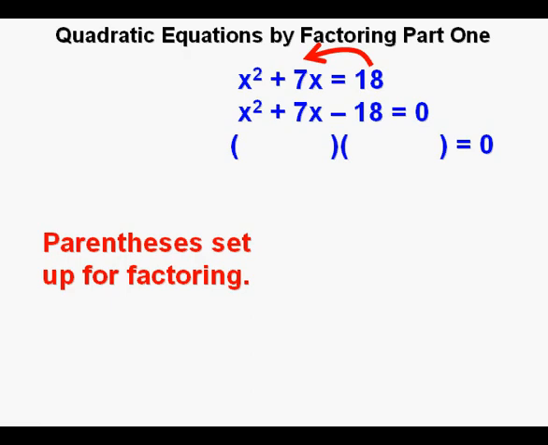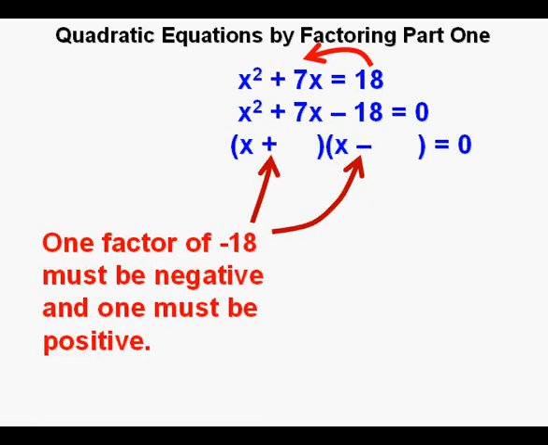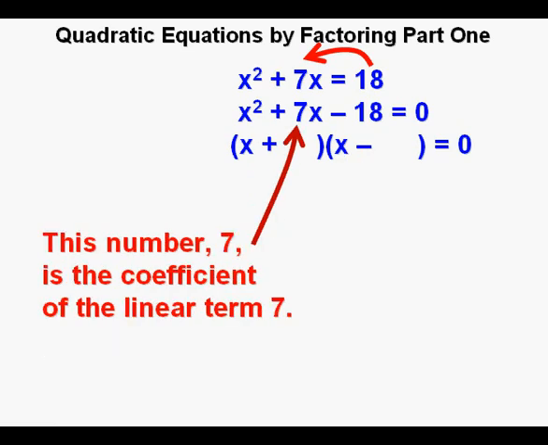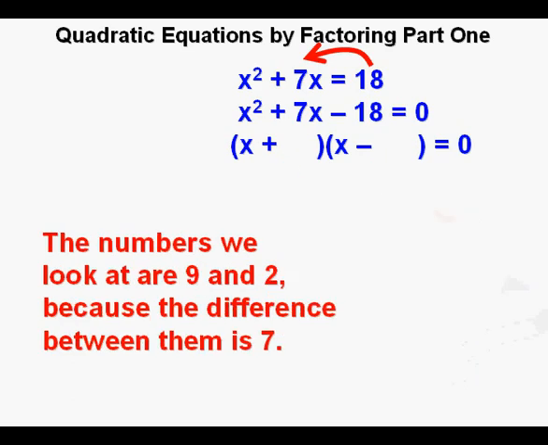The first thing we'll do is put the factors in for x squared, which are x and x. Now we need to find the factors of negative 18, and because 18 is a negative number, one factor must be positive and one factor must be negative. The thing we pay attention to next is this number 7, which is the coefficient of our linear term 7x. Now we ask ourselves the question, what 2 factors of negative 18, when added together, equal 7? The answer to this question is the key to solving this equation.